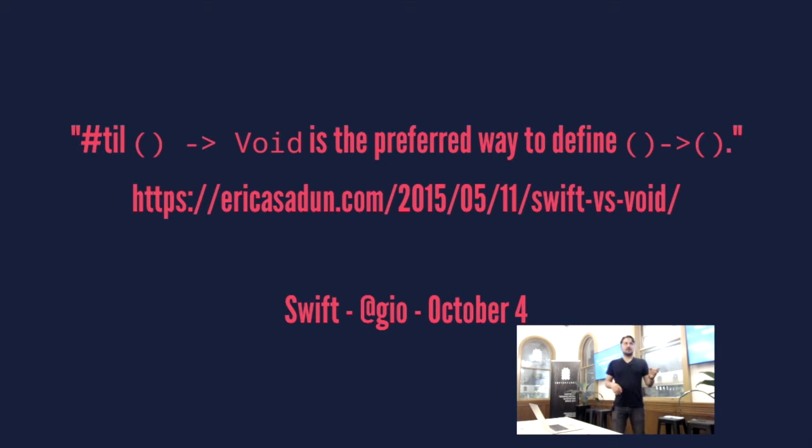For a function with no parameters that returns nothing, apparently the preferred way is to write thingo Void instead of thingo. There you go.